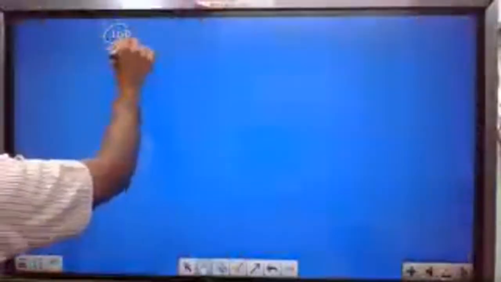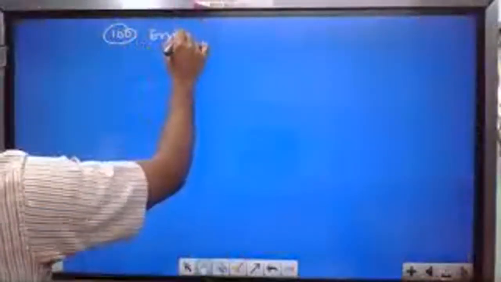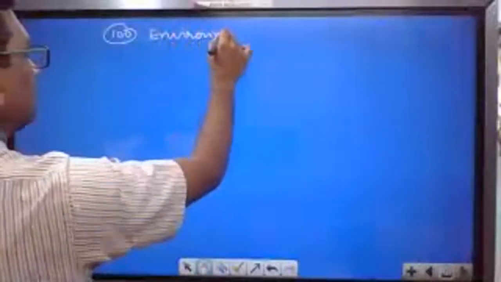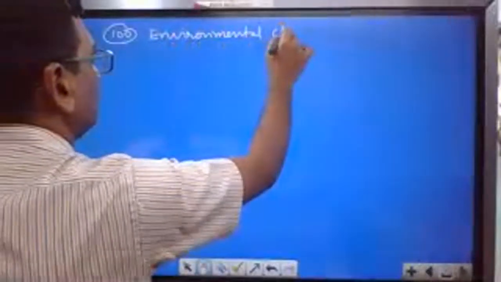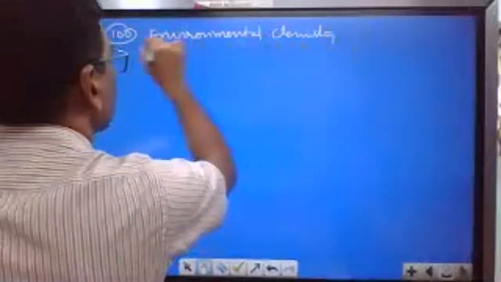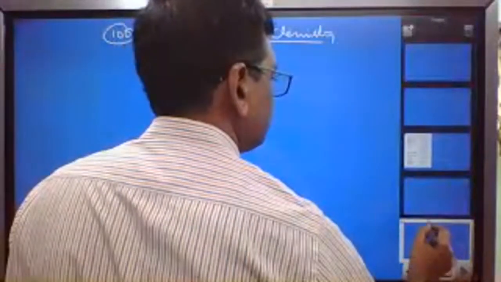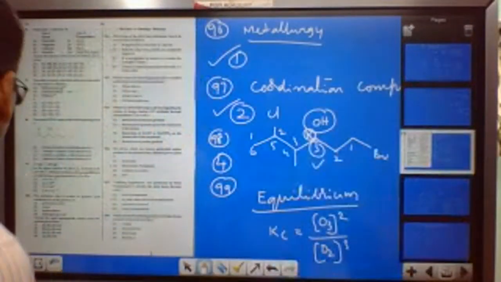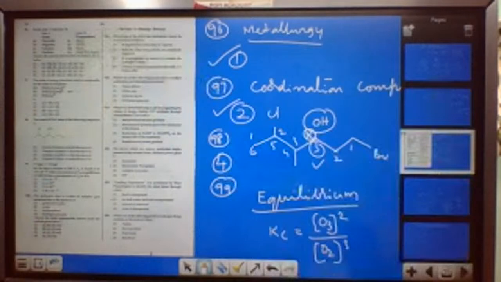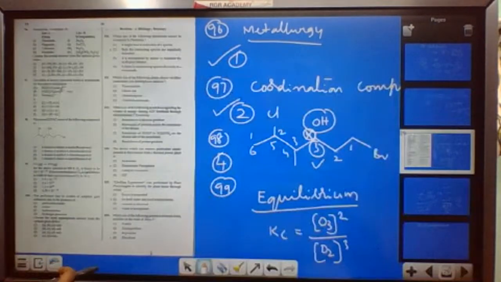Then coming to the last question, that is 100, they gave from the environmental chemistry. This is a bit difficult in my opinion because you have to remember the entire chapter. The pollution due to oxides of sulfur gets enhanced due to the presence of particulate matter. It's a direct textbook sentence.